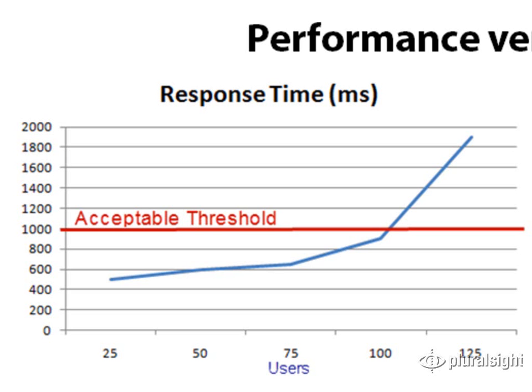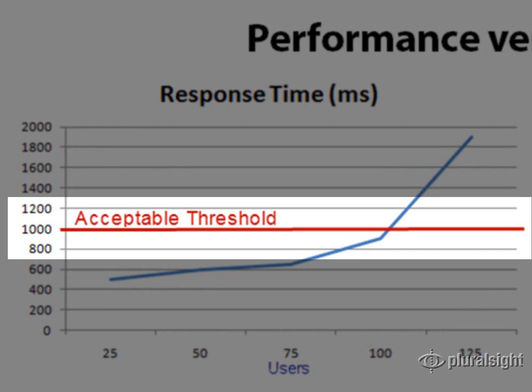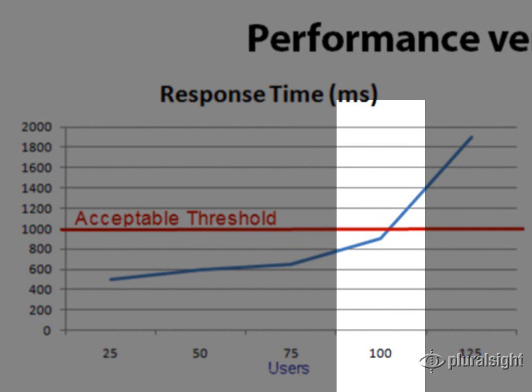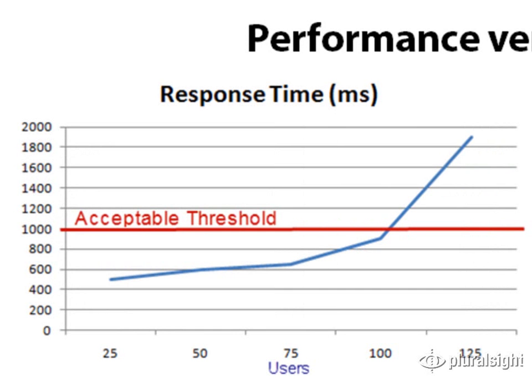It's also interesting to note that we have defined an acceptable threshold of 1 second or 1,000 milliseconds here, shown in red across the screen, and that you can see that up to 100 users can be supported on this system below the acceptable threshold. But once 125 users are hitting the system, the response time exceeds that threshold quite significantly.